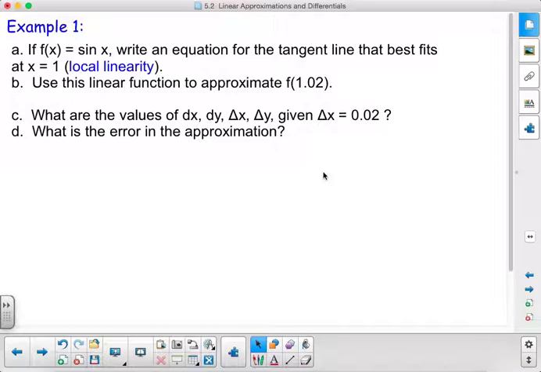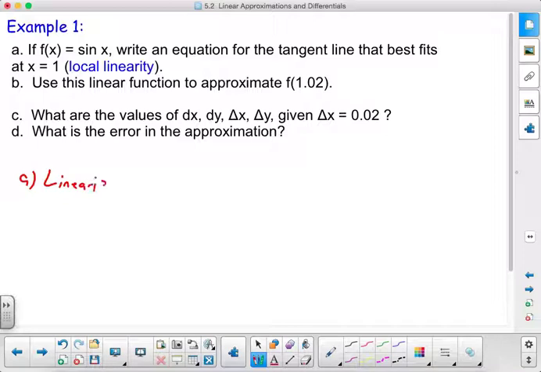So, first step, how would you do part A? How would you write an equation of a tangent? How do I linearize this at x equals 1? What am I doing? I need to find a y value. So part A, can I find a y value? So we need to find a point. How would I find y? If x is 1, how do I find y? Plug it into my function, right?